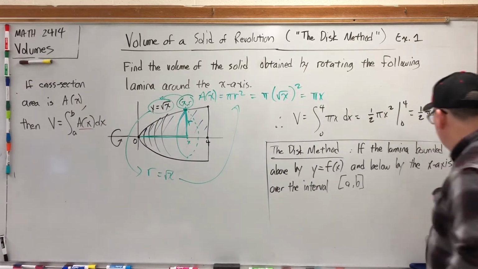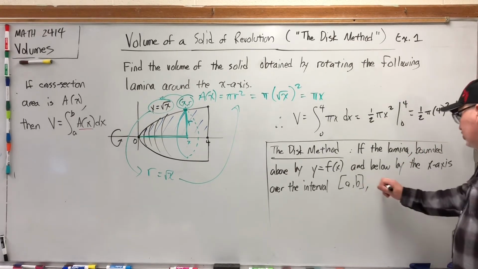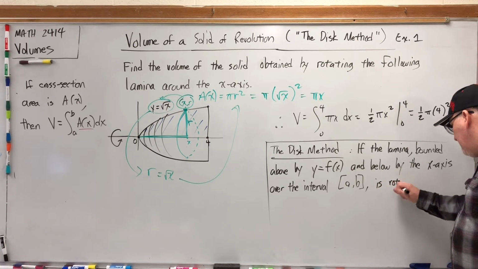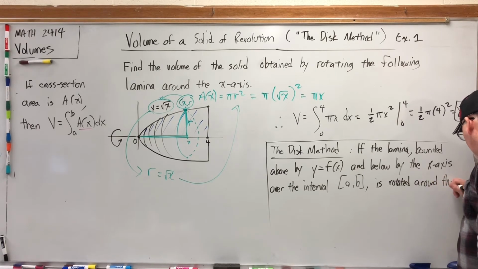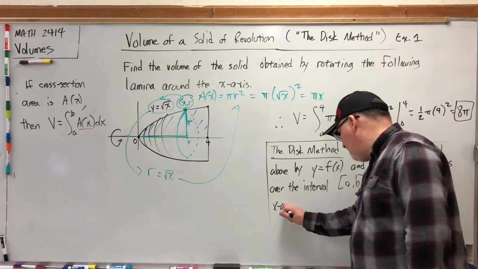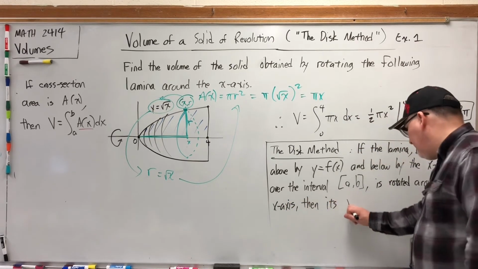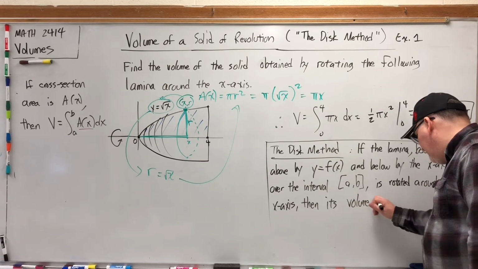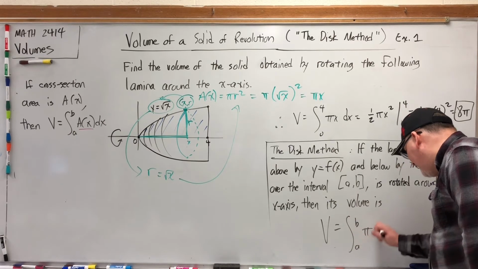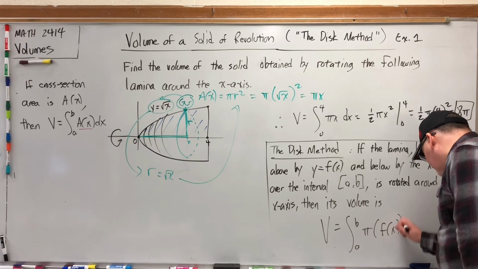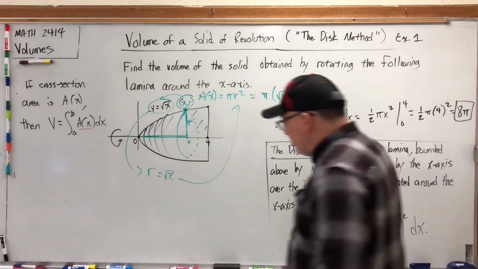If that lamina, we'll put a comma there, bounded above and below over that interval, is rotated around the x-axis, then its volume is V equals the integral from a to b of pi times the square of the function dx. Because each cross section is just a circle.